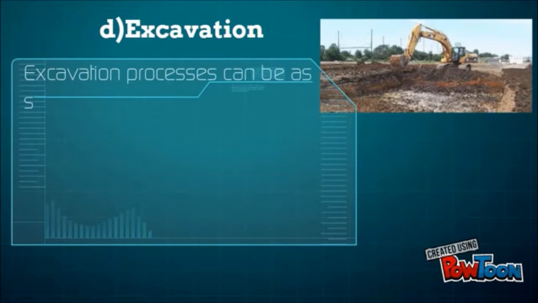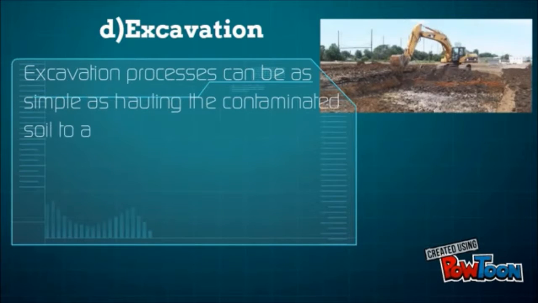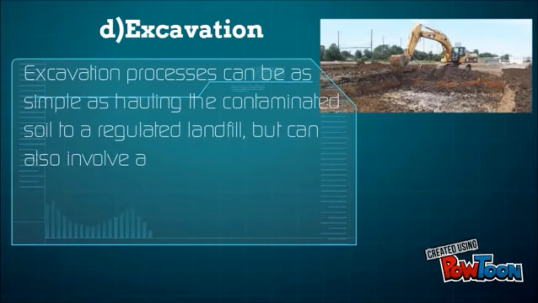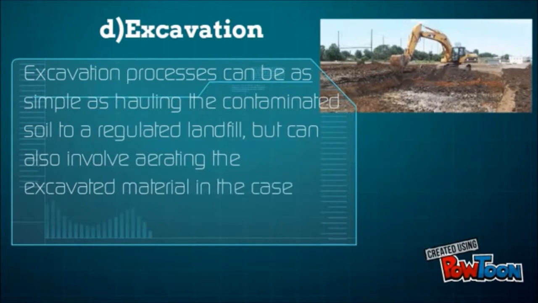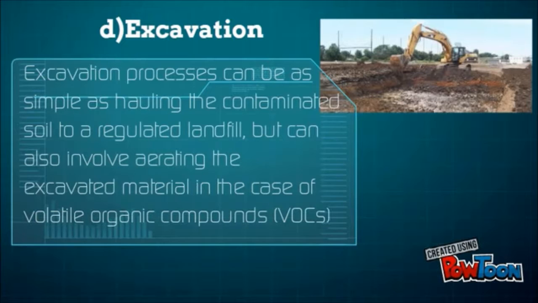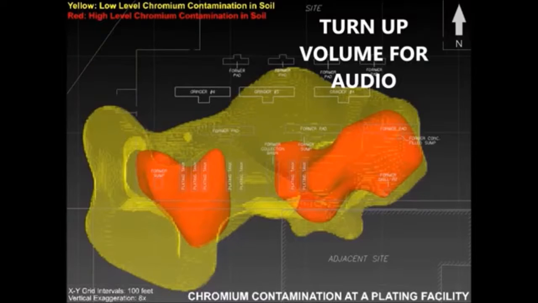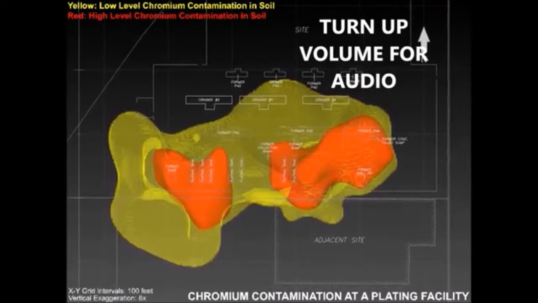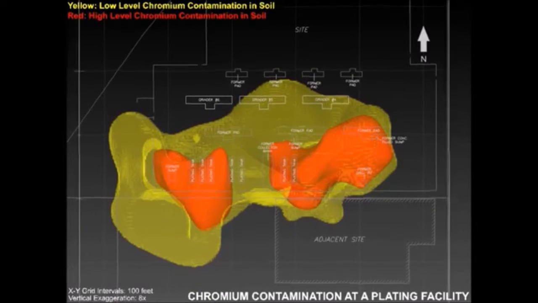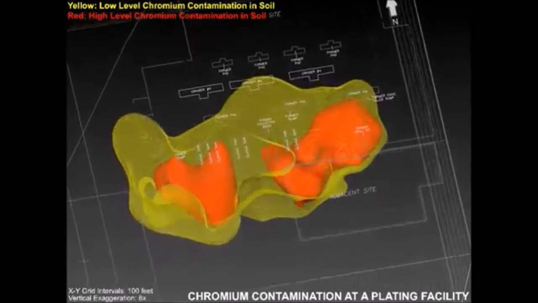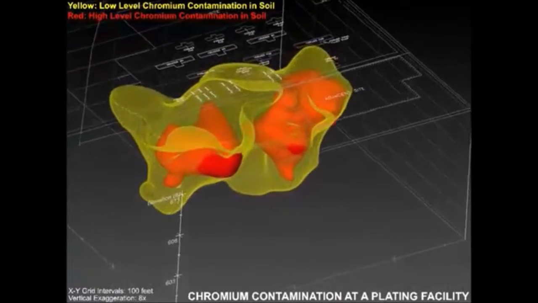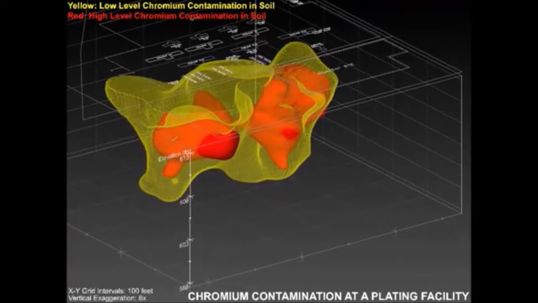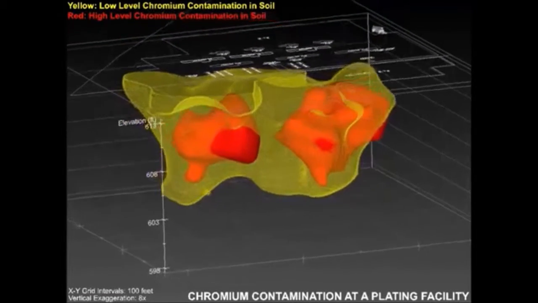Excavation processes can be as simple as hauling the contaminated soil to a regulated landfill, but can also involve aerating the excavated material in the case of volatile organic compounds. This animation shows how a site contaminated with chromium from plating operations can be remediated using soil excavations. The transparent yellow mass represents soils with a low level of chromium contamination, modeled from soil sample data. The red mass represents soils with a high level of chromium contamination.